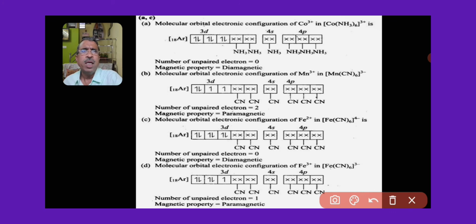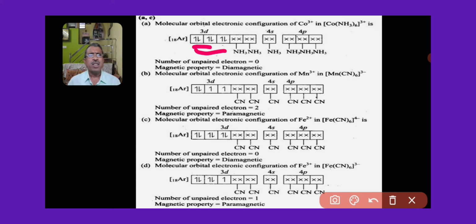So here I have shown the pairing of all the 6 electrons, they get paired up. So therefore this complex is diamagnetic. If I take another complex, that is the manganese, Mn(CN)6.